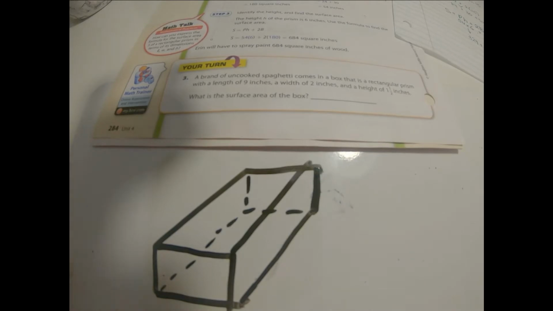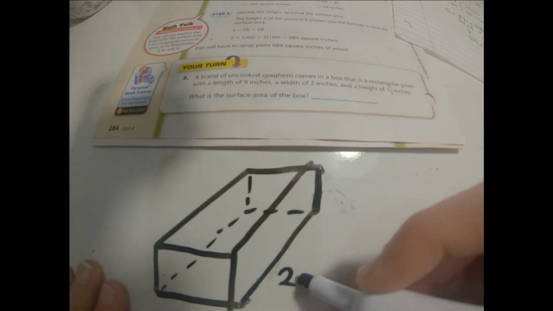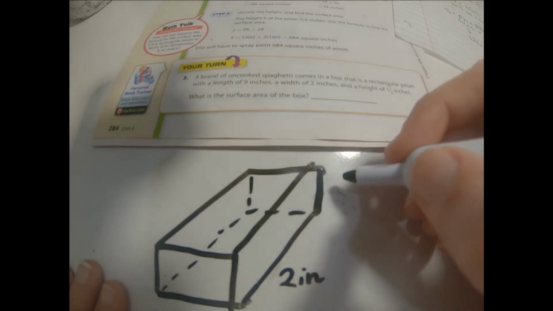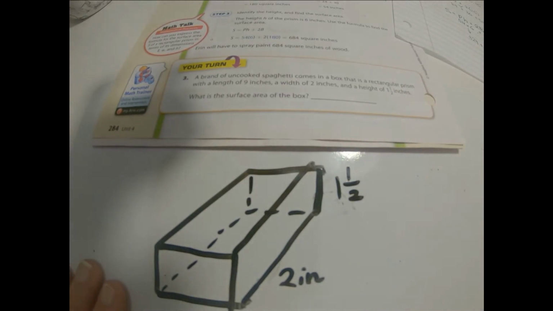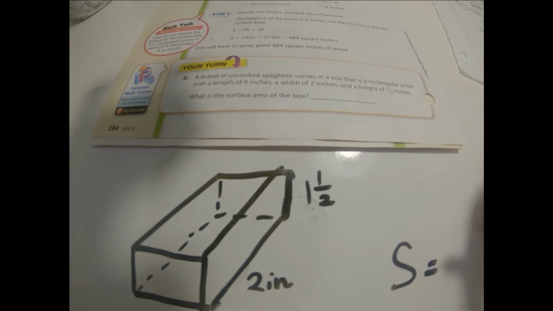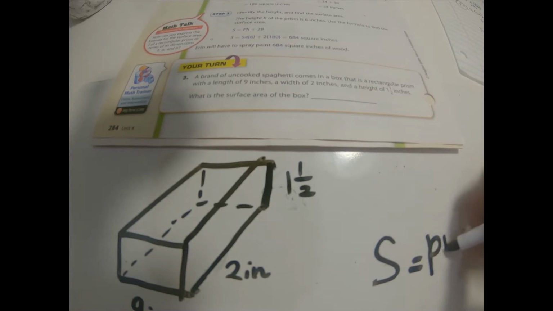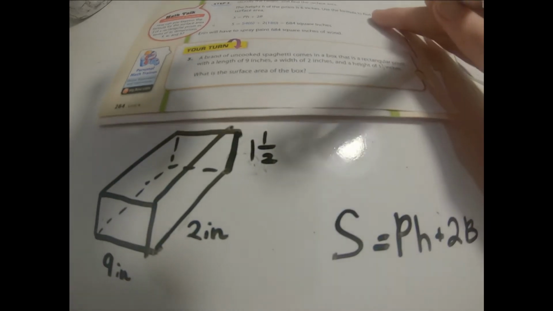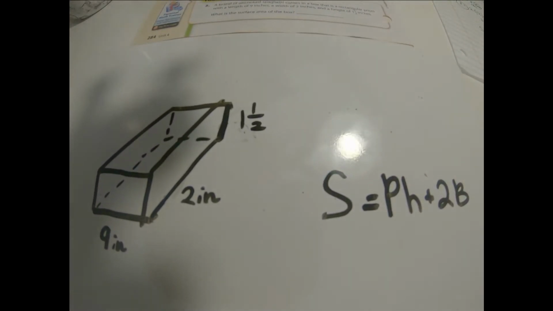And it's telling us that it is 2 inches wide. Wow, I definitely made it longer than that. A length of 9 inches, 2 inches wide. Don't even look at it. But regardless, we're going to use it. Okay. And now we need to use the equation: surface area equals perimeter times height plus 2 times the area of the base, right? So let's go ahead and put that into use.